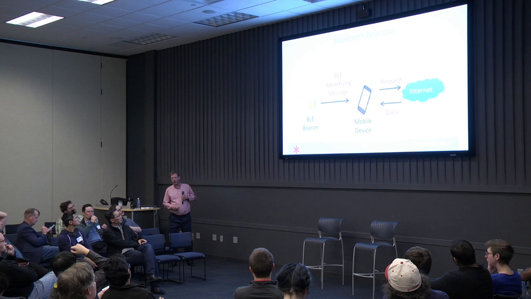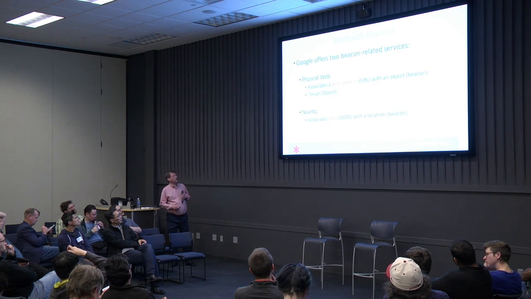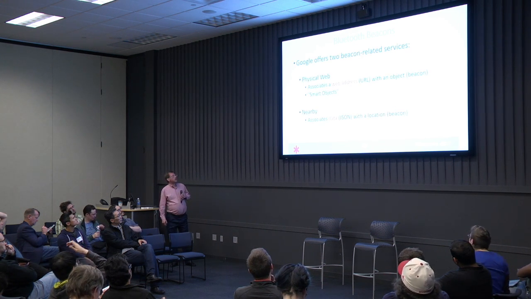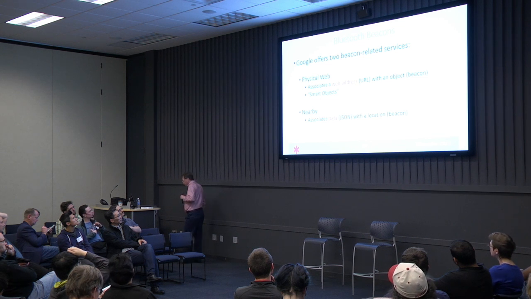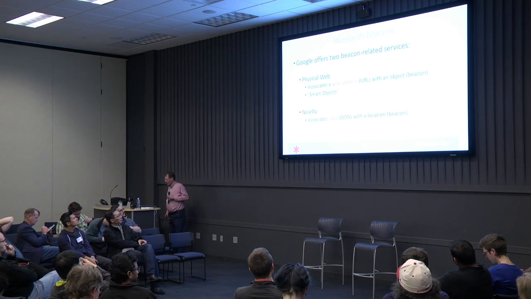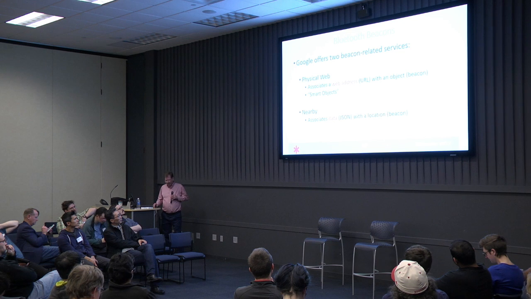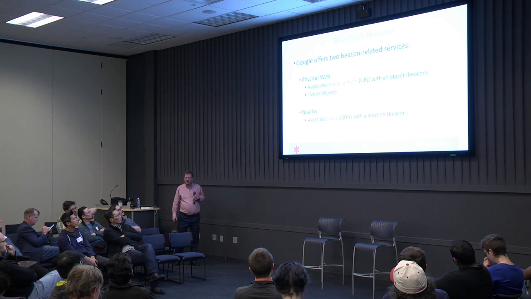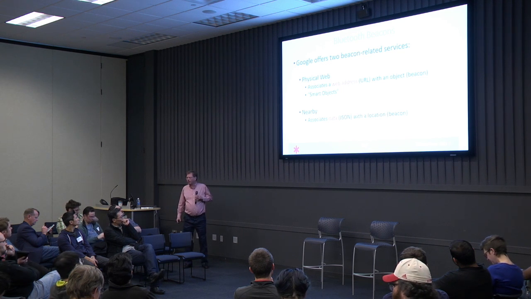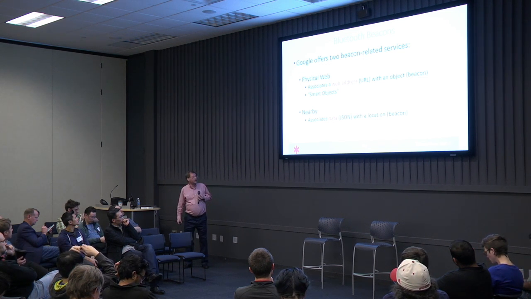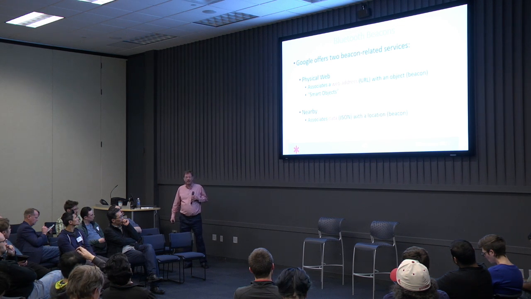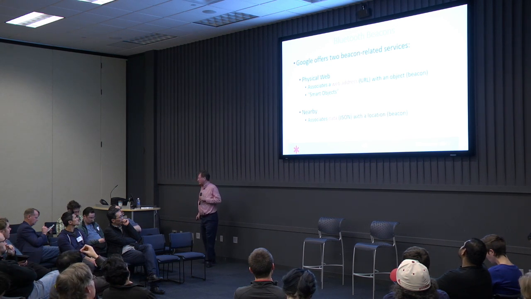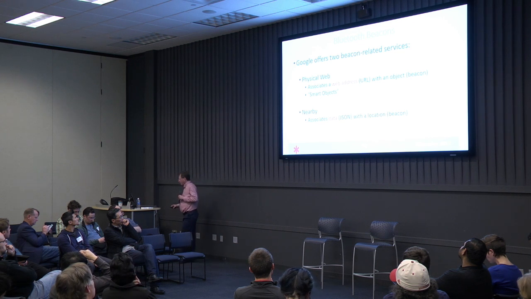It doesn't quite work that way. I'll get to a slide that explains really how it works. It's important to mention here that Google really has two different models of how beacons ought to be used. And as an external observer, it feels like Google has two different groups working on beacons, and they have different models. They seem to talk to each other, but there are a couple different models.